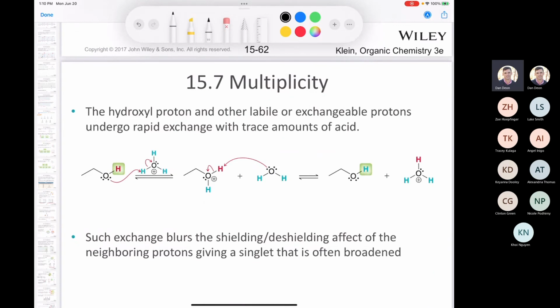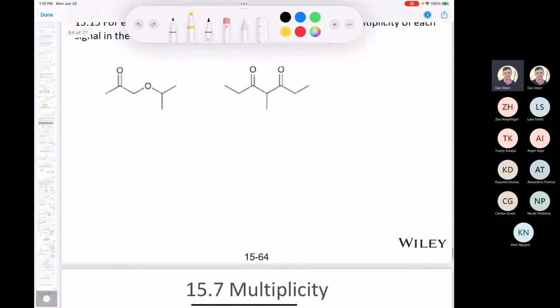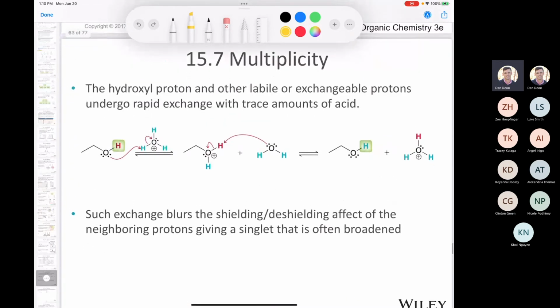It says the hydroxyl proton and other labile exchangeable protons undergo a rapid exchange with trace amounts of acid. Put in the simplest possible terms, if you have an alcohol in your molecule, even if you have the tiniest bit of acid in your sample, and I mean tiniest bit, it's going to keep doing this mechanism where this proton is going to get swapped out for a proton in the acid, and then it's going to go back and forth and back and forth. Notice that everything here is in equilibrium.